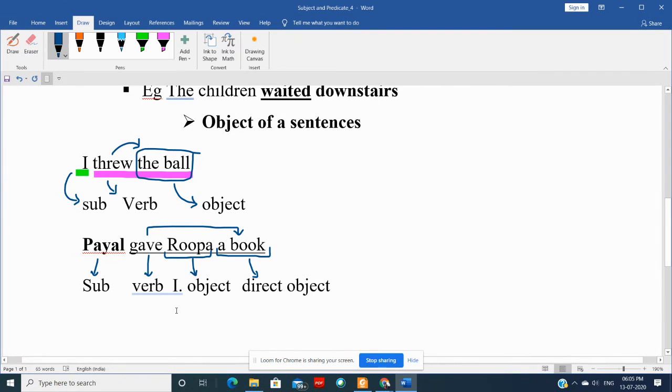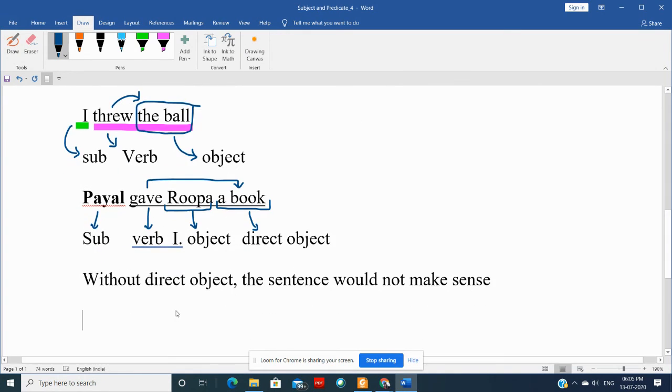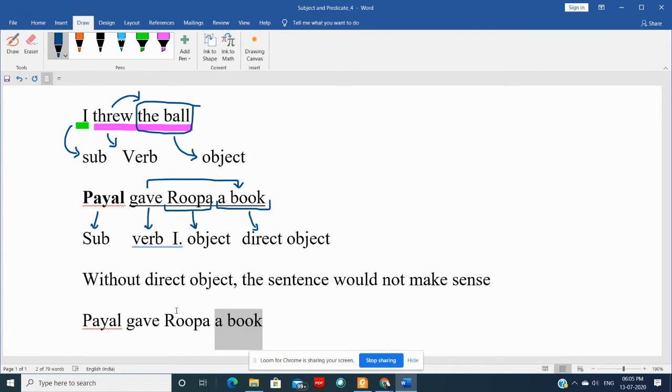एक दूसरी हिंट मैं आपको देती हूं. विदाउट डायरेक्ट ऑब्जेक्ट, without direct object, the sentence would not make sense. आप अगर ऐसा बोलो, पायल gave रूपा, is it making sense? You just write like this, पायल gave रूपा. Is it making sense? पायल gave रूपा what? Not making sense. Means you cannot ignore this word a book. This is very much important, okay?